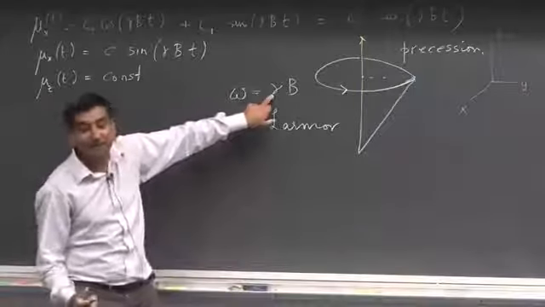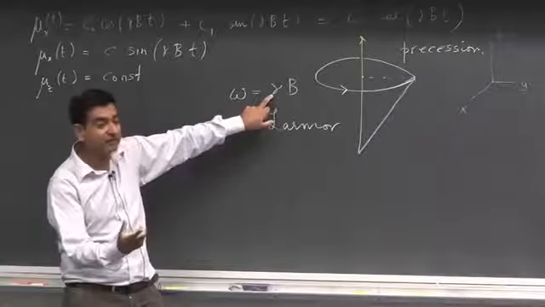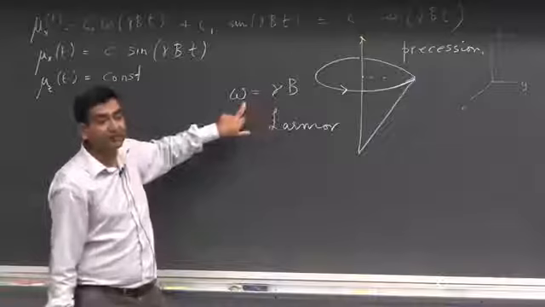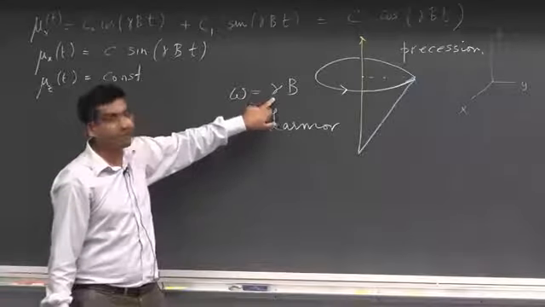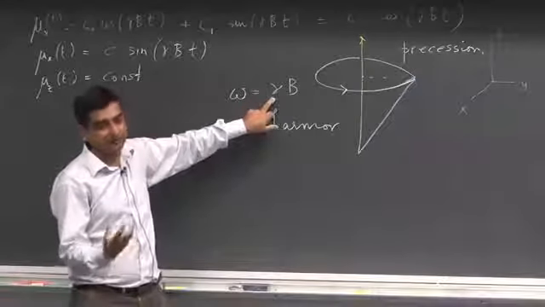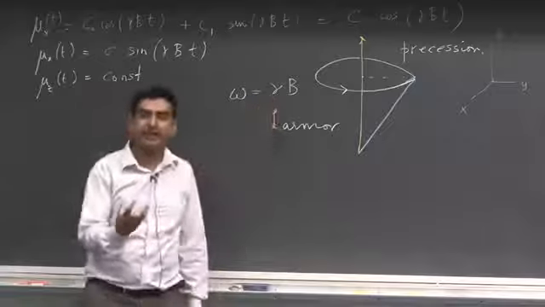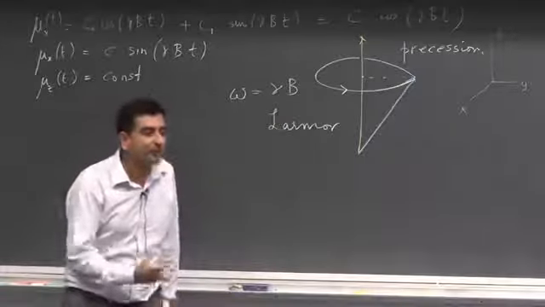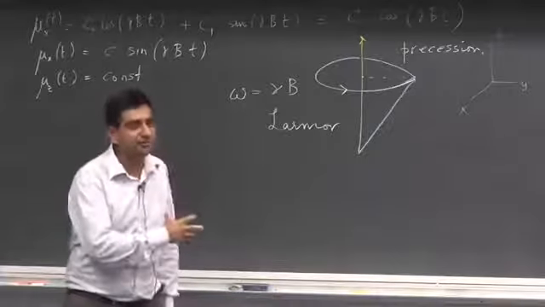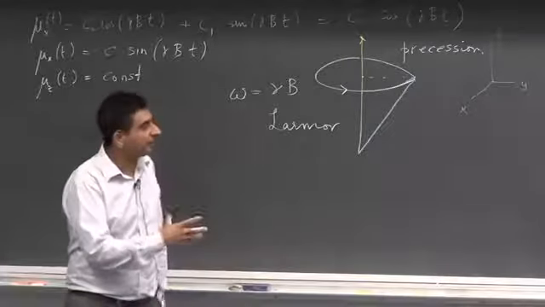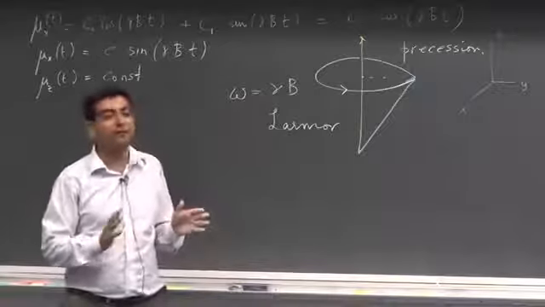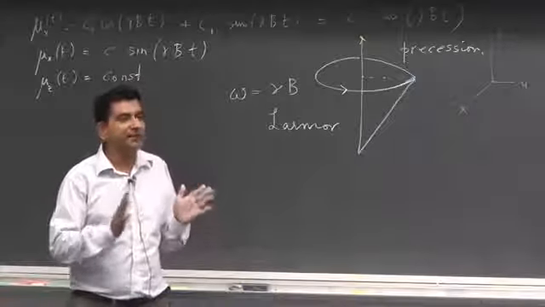Remember, gyromagnetic ratio depends upon the g factor, the magnetic moment and the spin. So if you can measure this frequency, you can measure gamma, you can identify the species. And this is the underlying principle of nuclear magnetic resonance as well. NMR works on this principle. I'm not going to describe NMR here because it's going to take a lot of time, but this is the underlying mechanism of NMR, nuclear magnetic resonance.